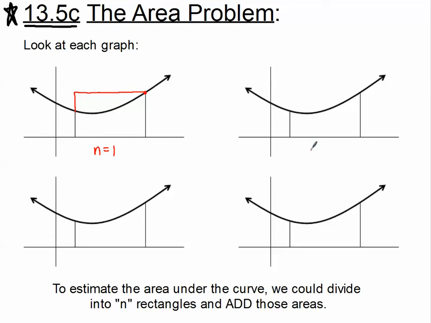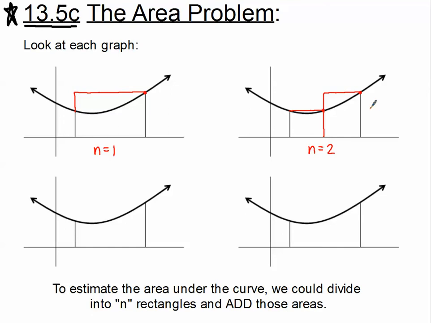Let's see what happens if we make 2 rectangles. Let's take this area, divide it in half and make 2 rectangles. Here's one of them and here's the second one. So that's a little bit closer. If we found the area of each of these 2 rectangles and added it together, it would be a little bit closer to the area underneath the curve. Obviously a little bit more because there's extra area in the rectangles than there is underneath the curve.